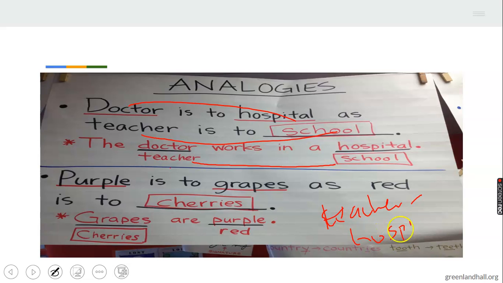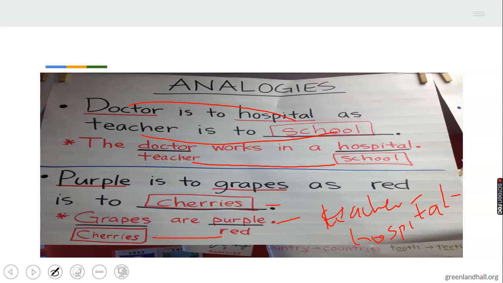No. The person that will be connected or the profession that will be connected to hospital will be either doctor or a nurse. That is the one that will be connected to the hospital. While a teacher or pupil, students, will be connected to what? A school. Now we have purple is to grapes as red is to cherry. That's the color of grape. Purple, while the color of cherry is red.